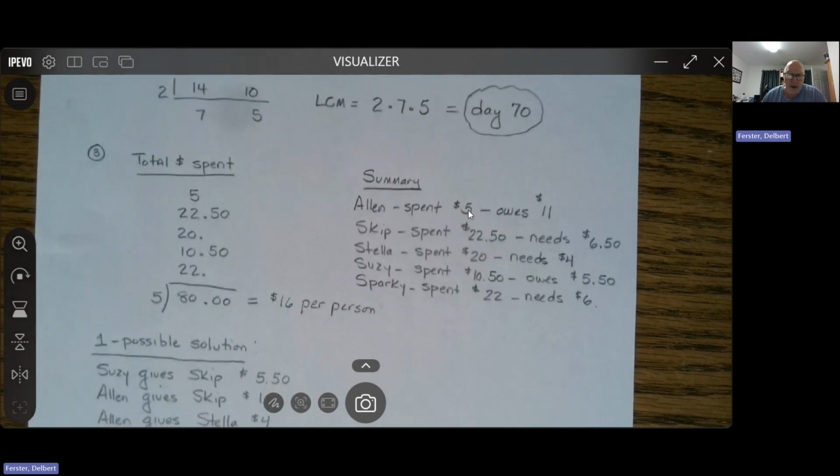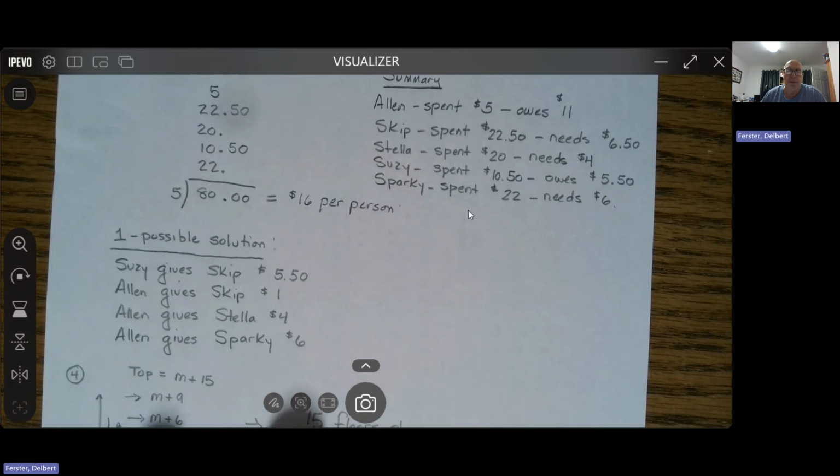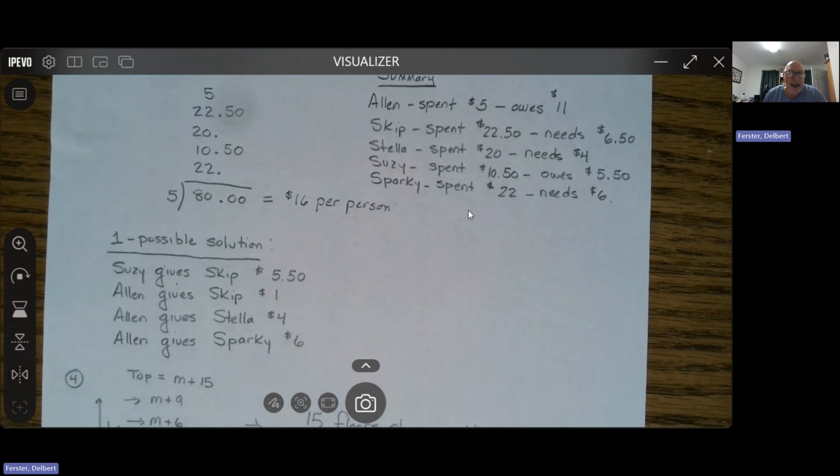Now, the thing I should point out on these possible solution methods, this is certainly not the only solution. It is a possible solution. So I decided that Susie would give some money to Skip, namely $5.50, and that squares Susie, and it squares Skip if Alan gives Skip $1. Okay, so remember, Alan owed 11, so he's paid 1 to Skip, so he still owes more money. So he's going to give Stella the 4 that she needs, and he's also going to give Sparky the 6 that he needs, and that levels everybody at $16.